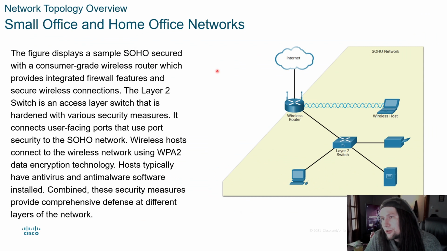Small office and home office networks. The figure displays a sample SOHO secured with a consumer-grade wireless router, which provides integrated firewall features and secured wireless connection. This Layer 2 switch is an access layer switch that is hardened with various security measures. It connects user-facing ports that use port security to the SOHO network. Wireless hosts connect to the wireless network using WPA2 encryption technology. Hosts typically have antivirus and anti-malware software installed. Combined, these security measures provide comprehensive defense at different layers of the network.